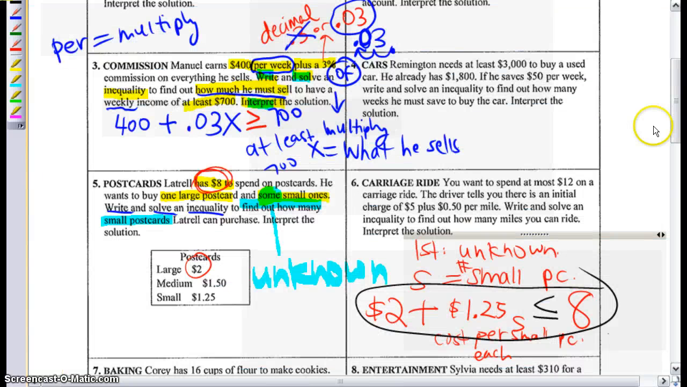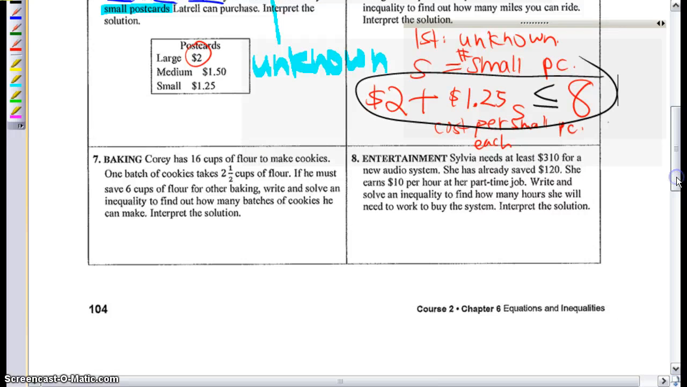Alright, let's go back to the worksheet and let's try number 7. Okay, 7, here we go. Key information: he's got 16 cups of flour, one batch takes 2.5 cups of flour, and he must save 6 cups of flour. Now we're going to write and solve an inequality. We're also going to interpret it. We're answering the question, how many batches? Okay, here we go.